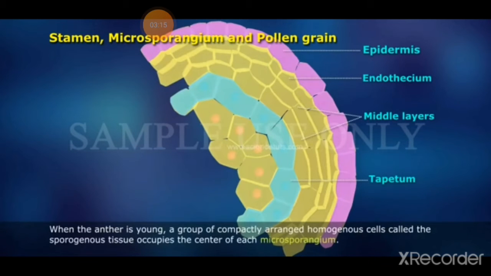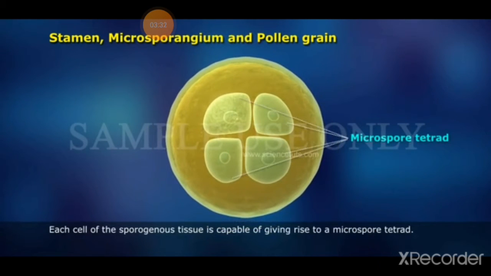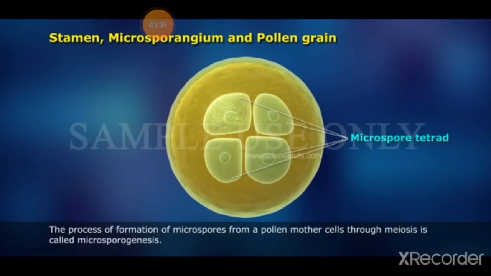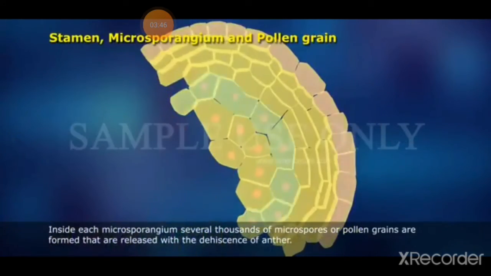When the anther is young, a group of compactly arranged homogeneous cells called the sporogenous tissue occupies the center of each microsporangium. Each cell of the sporogenous tissue is capable of giving rise to a microspore tetrad. The process of formation of microspores from pollen mother cells through meiosis is called microsporogenesis. Inside each microsporangium, several thousands of microspores or pollen grains are formed that are released with the dehiscence of anther.